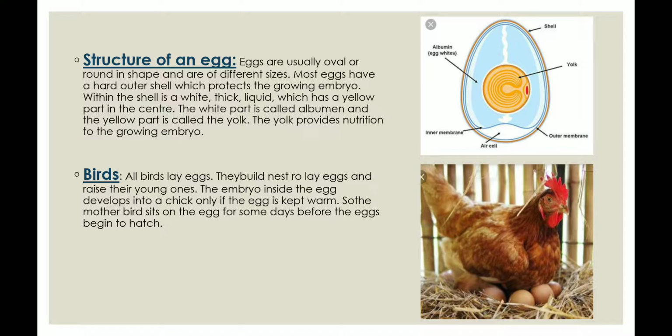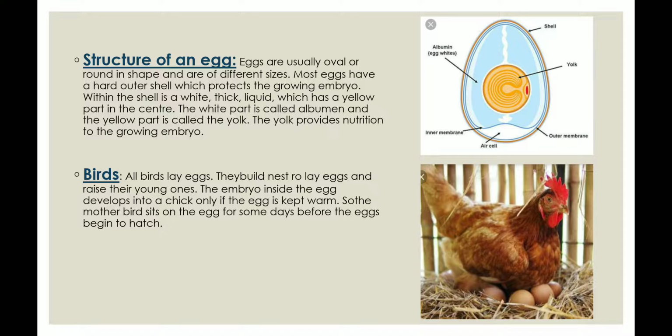Most eggs have a hard outer shell which protects the growing embryo. So you will find that these eggs mostly have a very hard shell. The shell means the covering of the egg. So that shell is usually very hard. Why? Because it protects the embryo present inside the egg. Now within this shell is a white thick liquid which has a yellow part in the center.